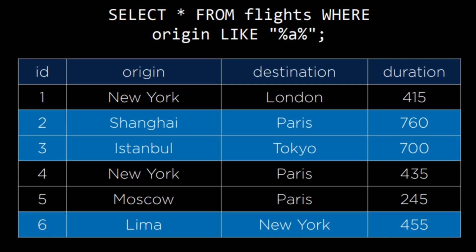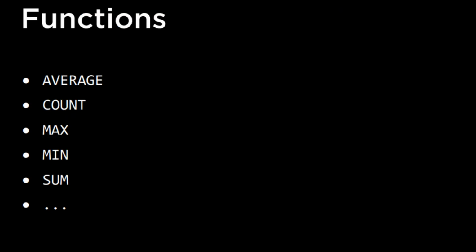Then let's see some functions too. For example, SQLite also supports functions like average, count, maximum, minimum, sum. Average will be the average of the values, count will be the count of how many values there are, max will be the maximum of the values, min will be the minimum of the values, and sum will be the sum of all the values.